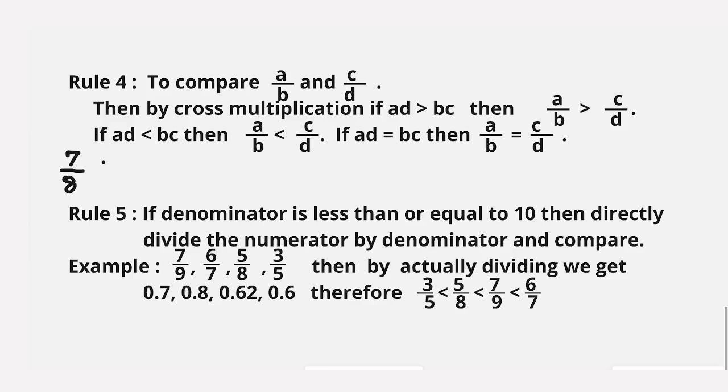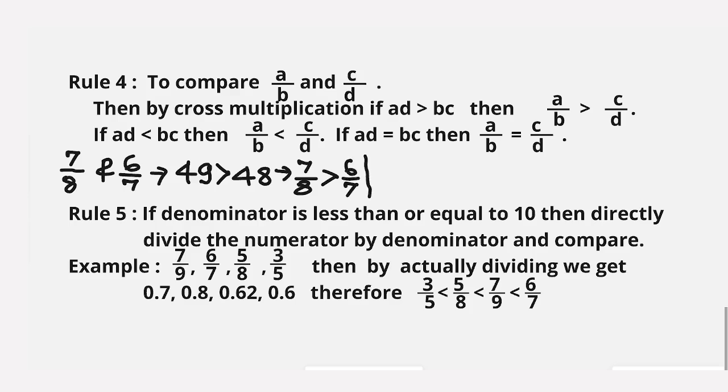7 upon 8 and 6 upon 7. Here AD means 7 multiplied by 7, which is 49, and BC is 8 multiplied by 6, which is 48. Now as 49 is greater than 48, it gives us 7 upon 8 is greater than 6 upon 7. The next is if AD is less than BC, then A upon B is less than C upon D.